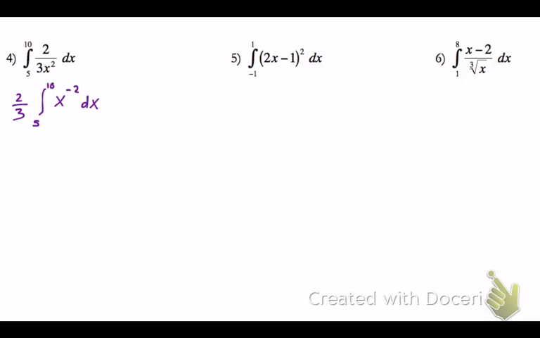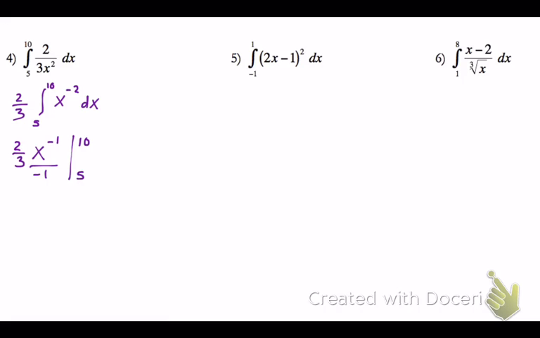So remember, the power rule says you bump up the exponent by 1. So what's negative 2 bumped up by 1? Negative 1, and then divide by that new exponent. So we have 2/3 times x to the negative 1 divided by negative 1. And we're evaluating that from 5 to 10 using the fundamental theorem of calculus.